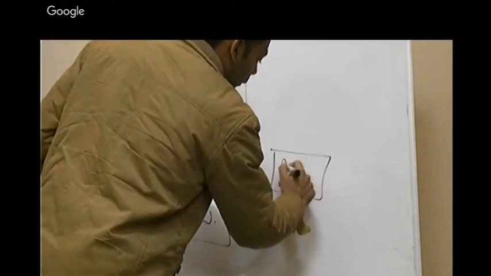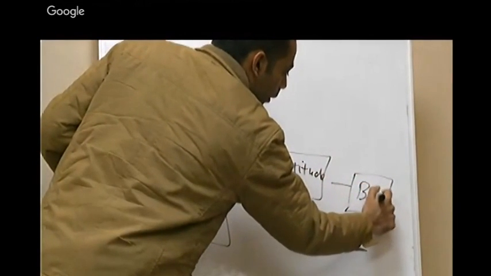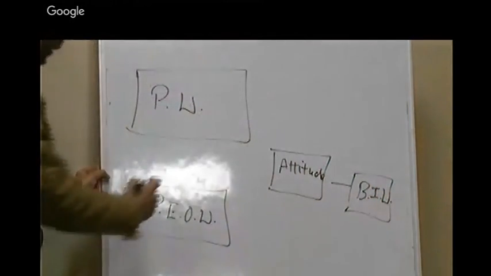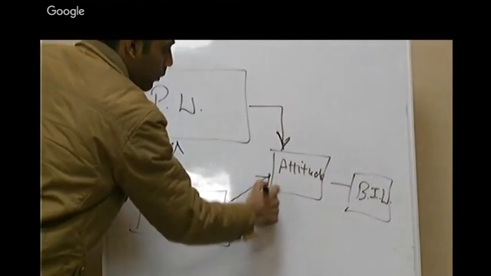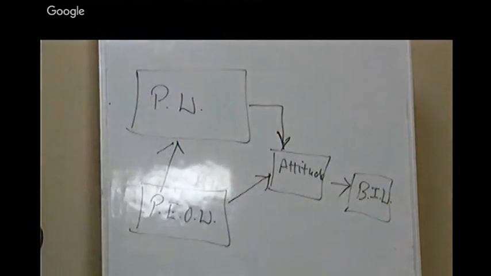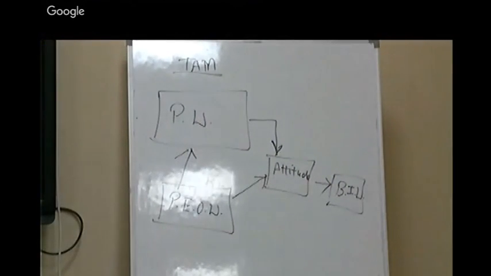Then attitude, then behavioral intention to use a particular technology. TAM says that PEOU is perceived ease of use. PU is perceived usefulness. Attitude is another factor: the attitude of a person towards a particular technology. Then behavioral intention to use, BIU, is the closest approximation of whether a person will actually adopt or not.